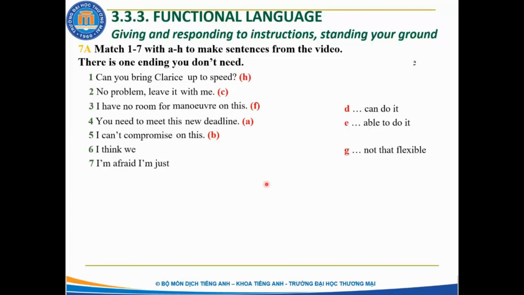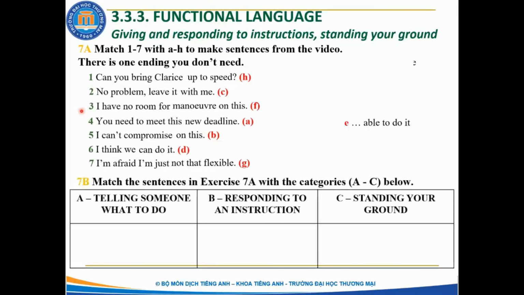So here we have D, E, G left. So number 6, we match number 6 with D. I think we can do it. As the last one, I'm afraid I'm just not that flexible. So we match 7 with G.